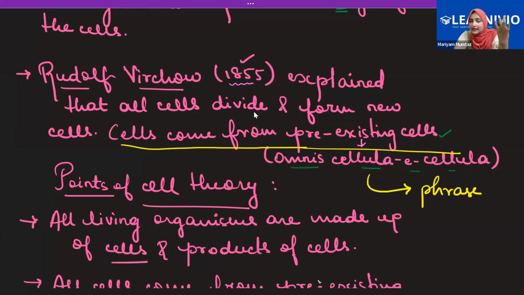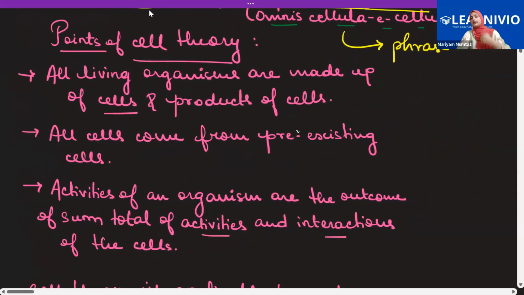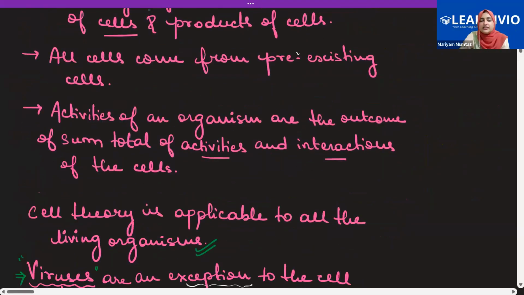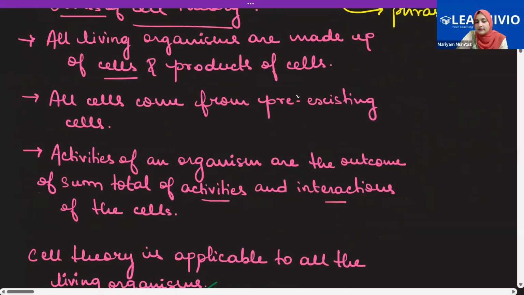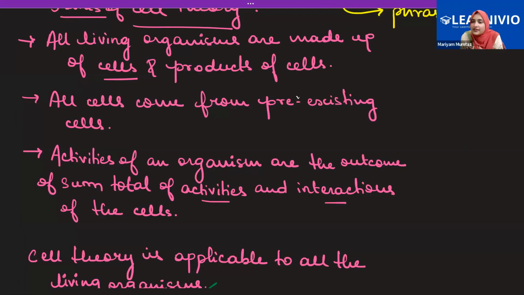So all in all, in a nutshell, the points of the cell theory are: first, all living organisms are made up of cells and products of cells. Second, all cells come from pre-existing cells, meaning the cells that have already been existing. And the third point is that the activity of an organism is the sum total of the activities that happen inside the cells. For example, if in our body proteins are being synthesized, that is a result of what the cell is doing for us. Clear? Cell theory is clear?